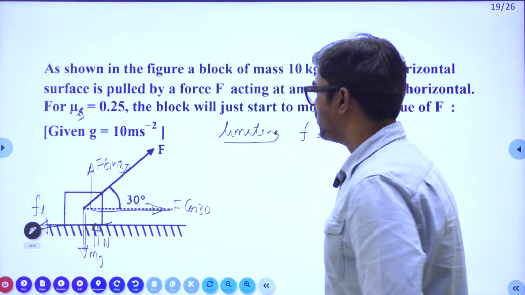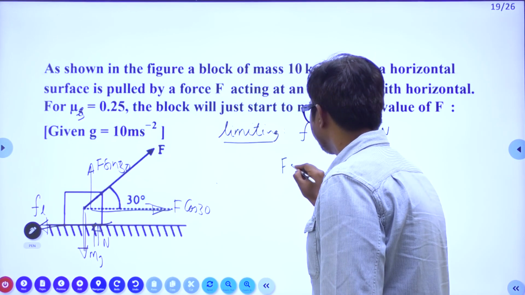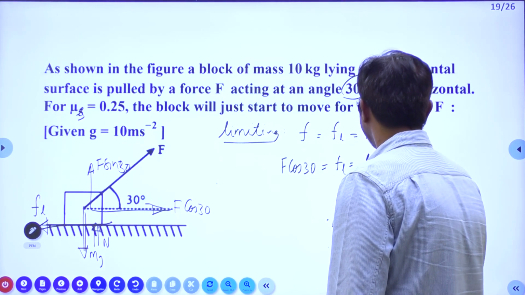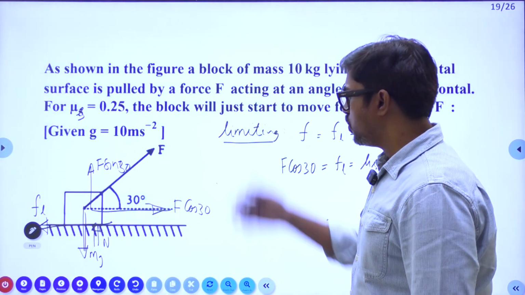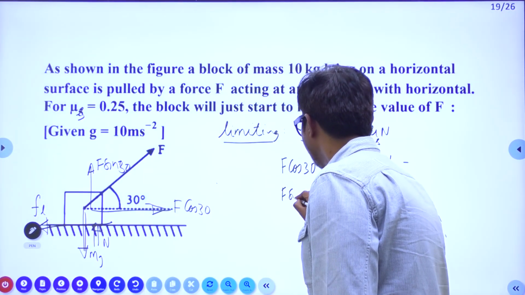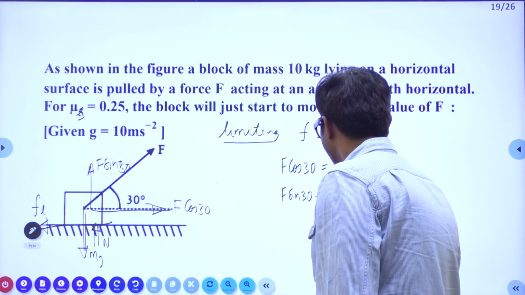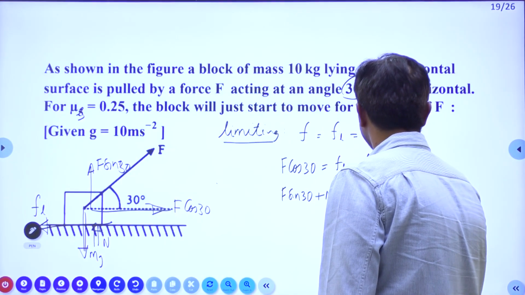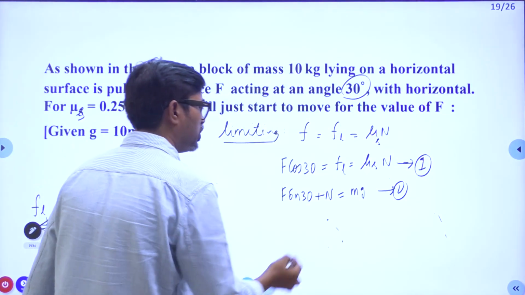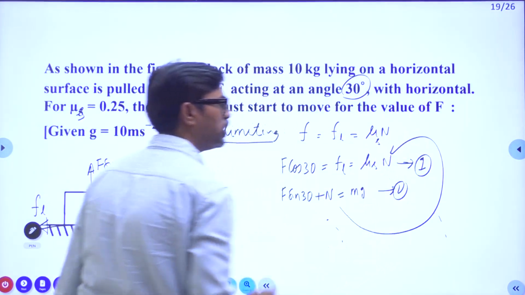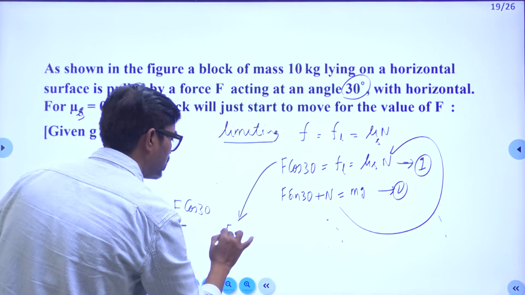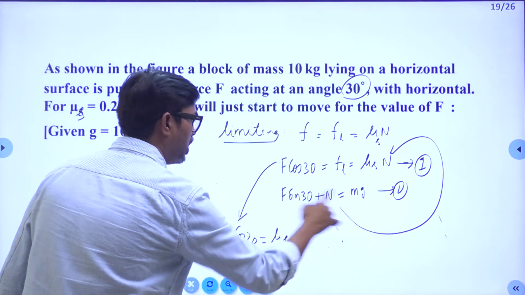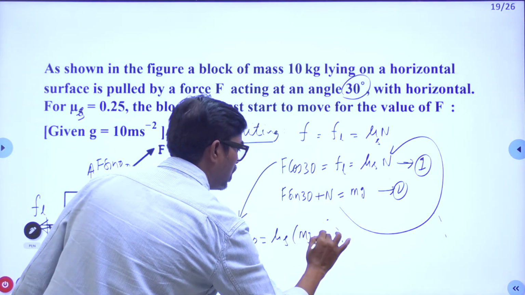Let's write the equilibrium condition horizontally. F cos 30 is the limiting friction. Limiting friction is nothing but mu s into N. Vertically, F sin 30 plus N equals mg. So that's the second equation I have. From the second equation I will take N and substitute in the first. Let's see how it goes. F cos 30 equals mu s into N, which is mg minus F sin 30.